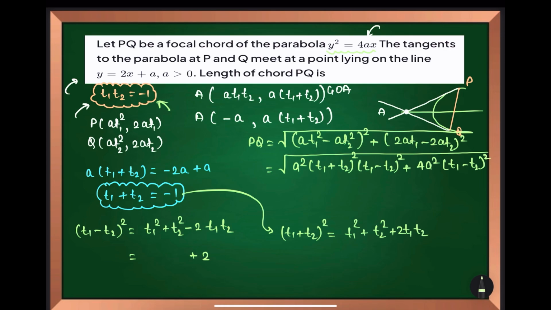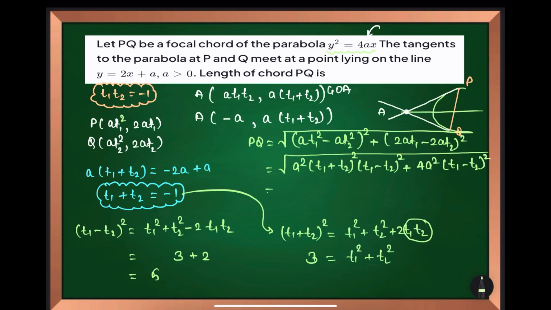Now t1 plus t2 is minus 1, and minus 1 squared is 1. You know that t1 t2 is minus 1, so 2 t1 t2 will be minus 2. Minus 2 will come to this side, so it will become 3. So t1 squared plus t2 squared is 3, and t1 minus t2 whole squared will become 5. Till this part you guys are okay?